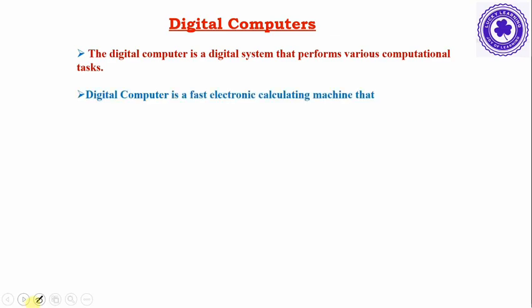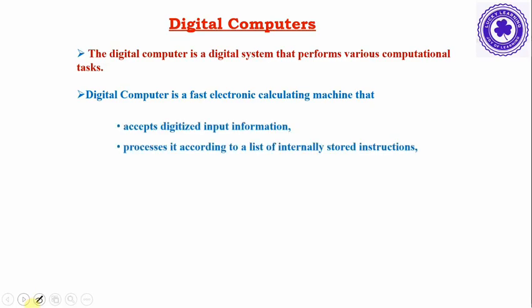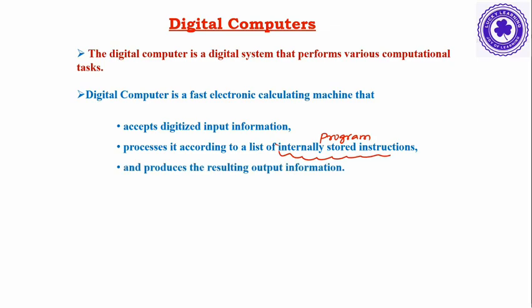A digital computer is a fast electronic calculating machine that accepts digitized input information and processes it according to a list of internally stored instructions. An internally stored instruction is called a program. According to the program, input is processed and produces the resulting output information.